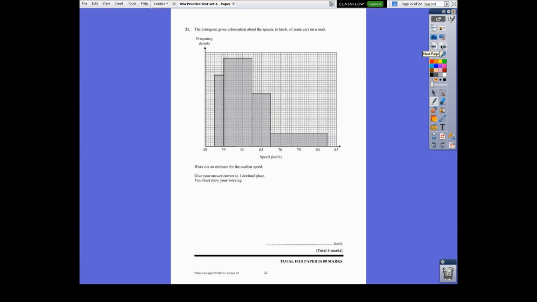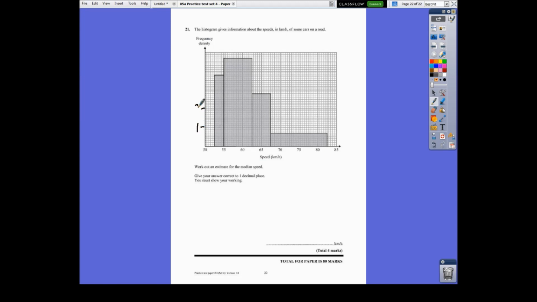Question 21. The histogram gives information about the speeds in kilometres an hour of some cars on the road. Work out an estimate for the median speed. Give your answer correct to 1 decimal place. Well, as you can see, we don't have any information about how many cars are in each section. So to do this, we need a frequency density.